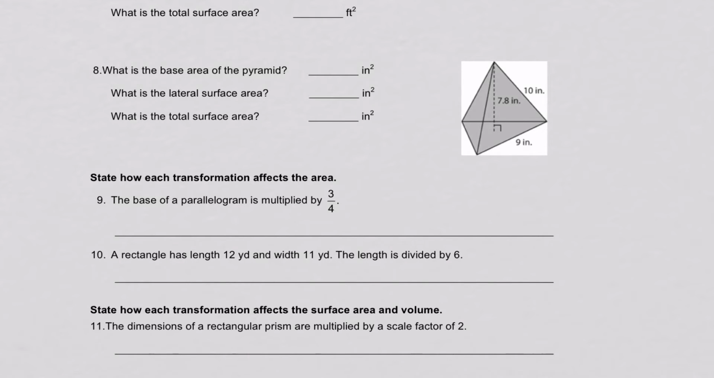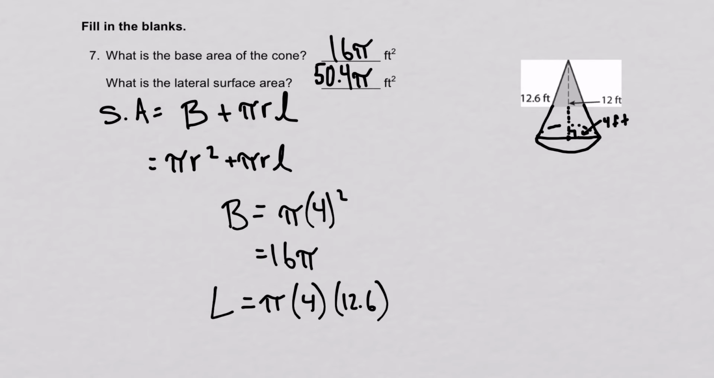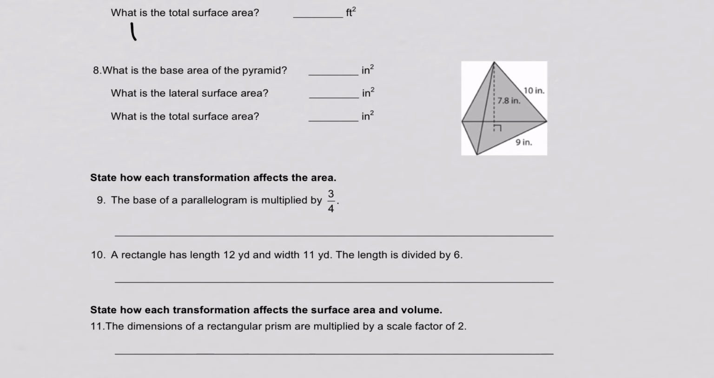Alright, and the final part of number 7 is asking us what is the total surface area then. Okay, so add those two surface areas that we just found, which are 16 pi and 50.4 pi. Together they add up to 66.4 pi.